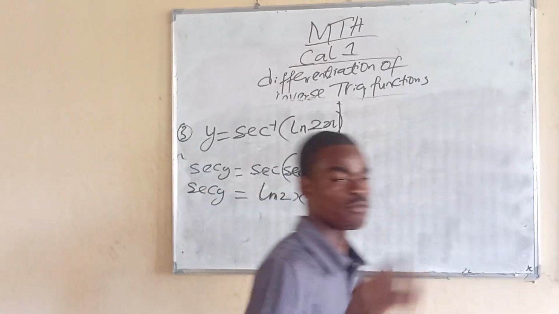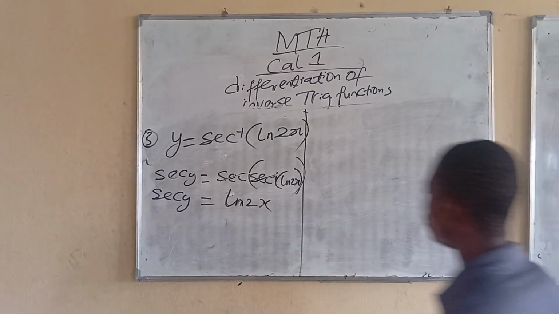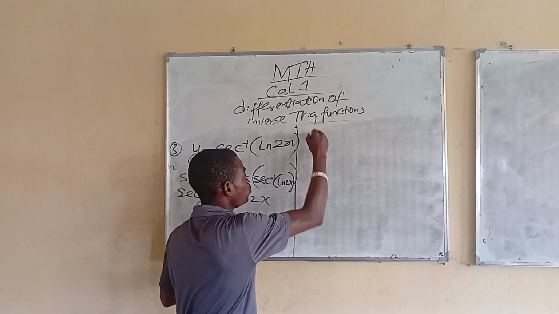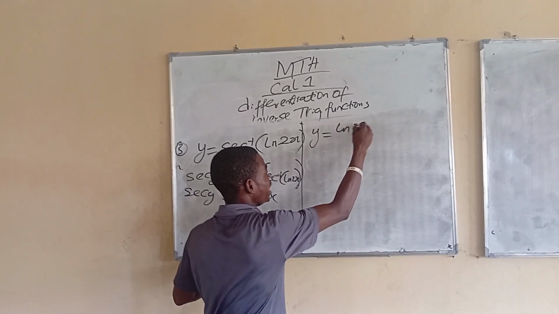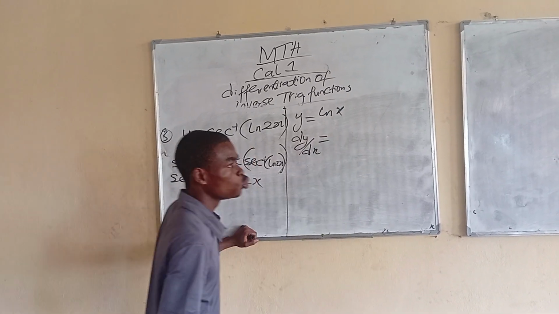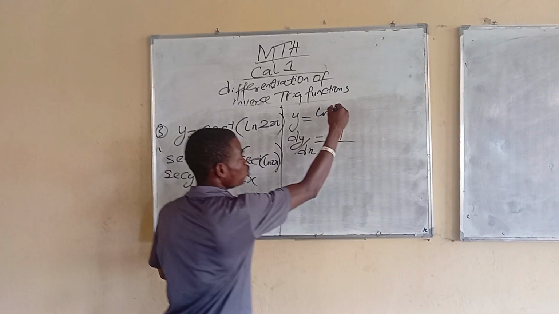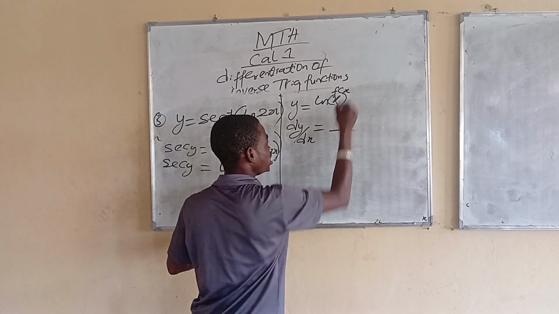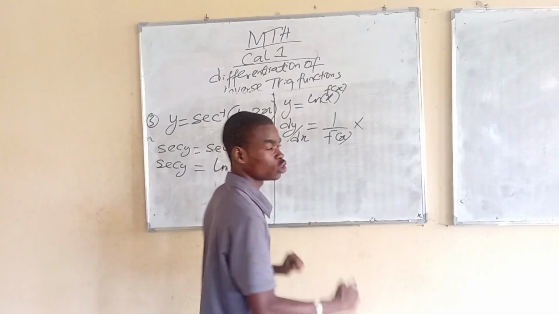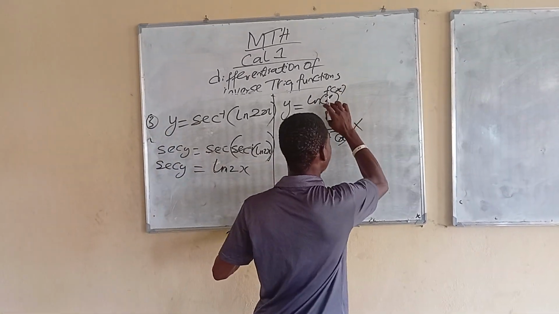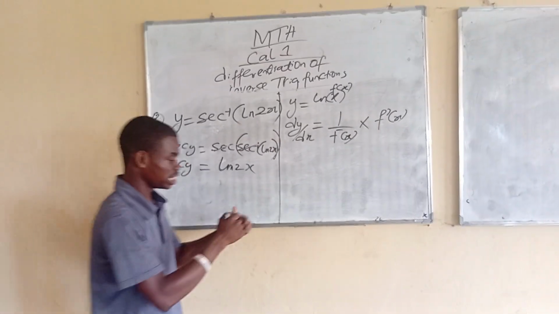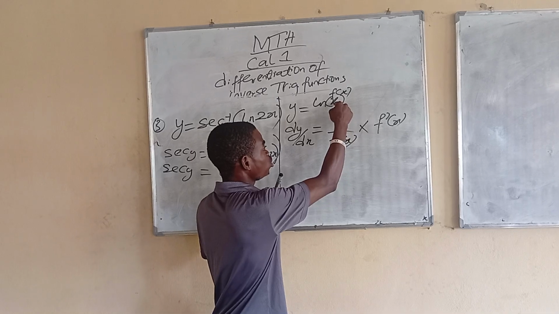That's the next step. For differentiating a ln function, for example, you have y equals ln x. Now, finding dy over dx, dy over dx will be equal to 1 over the function, that's 1 over f of x, times the derivative of the function, that's f prime of x. Understand my point?